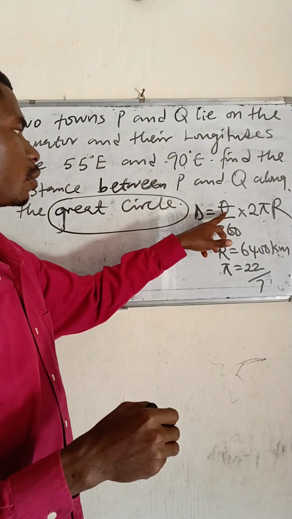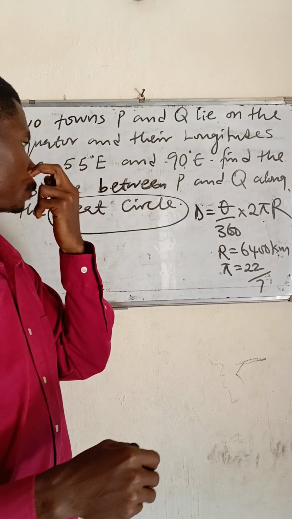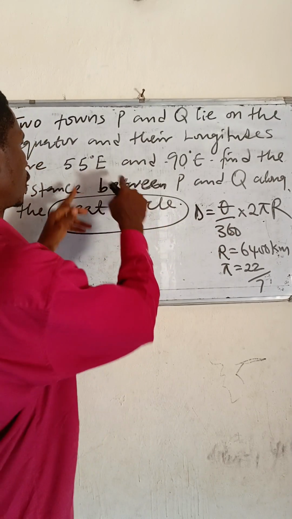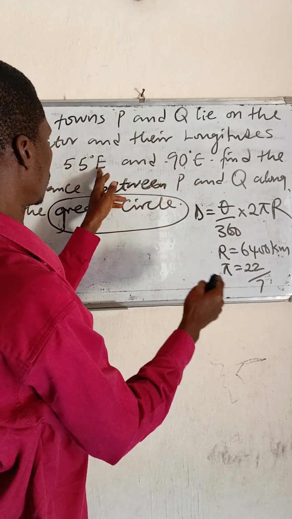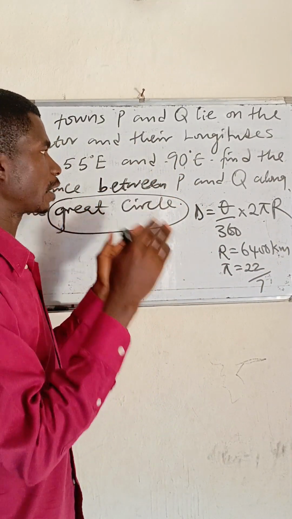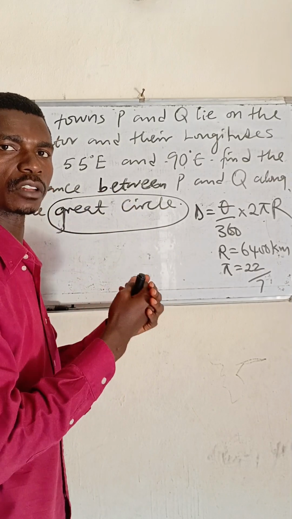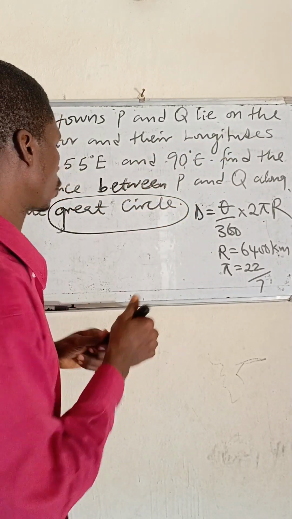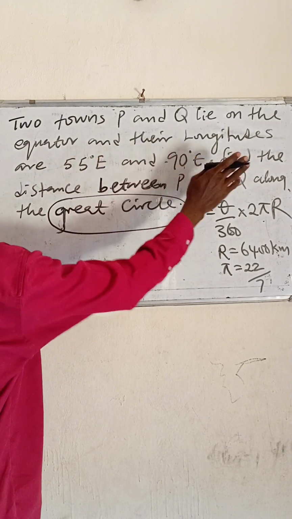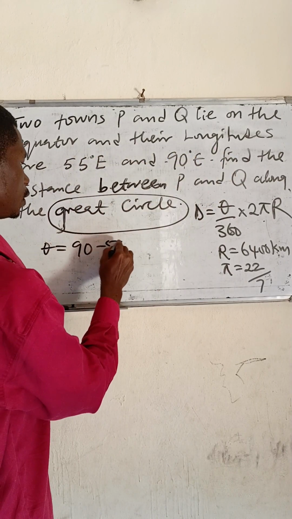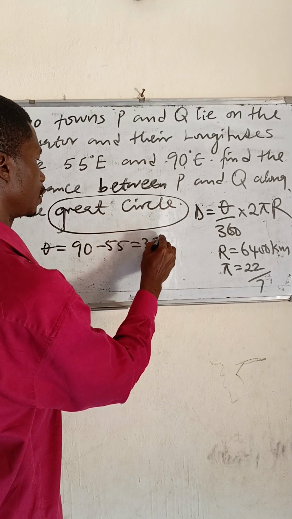Now, how do we get this angle theta? This is called the angular difference. How do we get the angular difference? Please take note: anytime they fall on the same side, east or south, you subtract. Not north. But if they fall on opposite sides, you add. So since they are on the same side, the angular difference becomes 90 minus 55, which is 35 degrees.